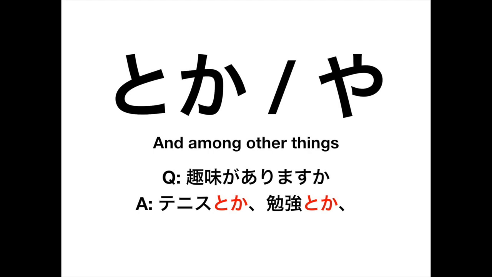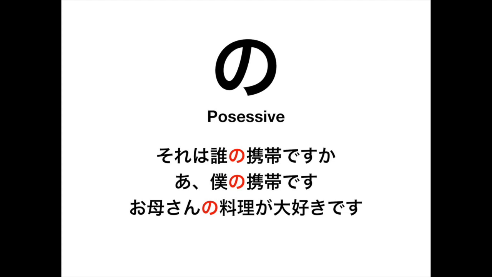Okay, so moving on. This one is の, which is a possessive marker. So going on to the examples, it says それは誰の携帯ですか? So 誰の携帯 is whose phone. Okay, so the の like the phone belongs to who. Okay, so that whose phone is it? Okay, and the next one will say あ、僕の携帯です.